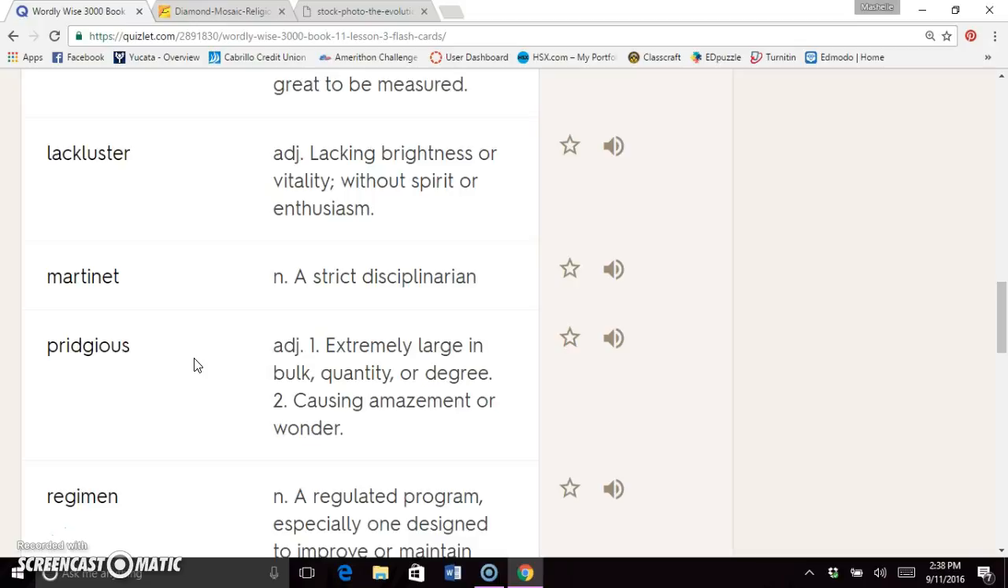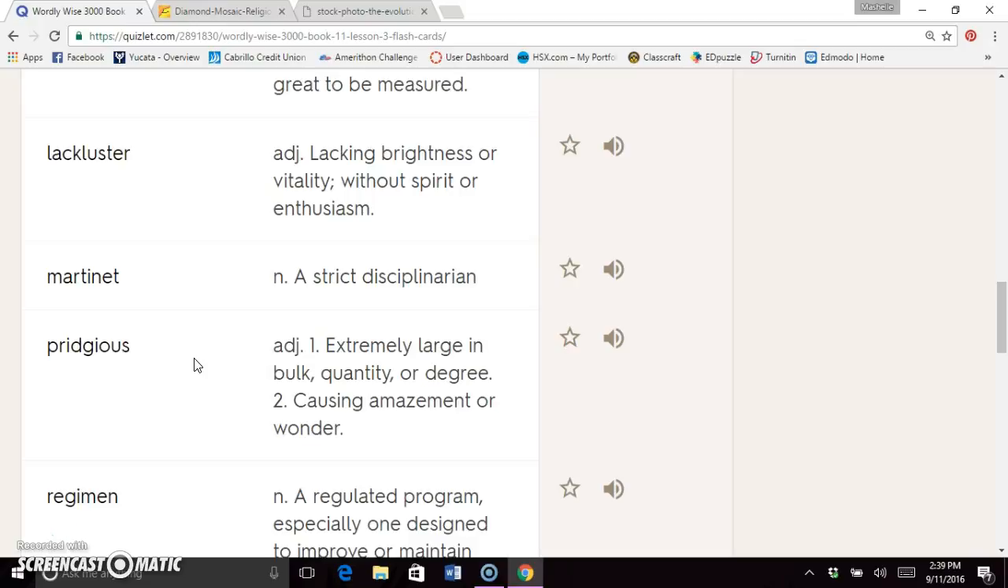Prodigious. The D and the G kind of blend together in this case. Prodigious, adjective. Two definitions. Extremely large in bulk, quantity, or degree, or causing amazement or wonder. So the idea of the first definition is that it's very, very large.